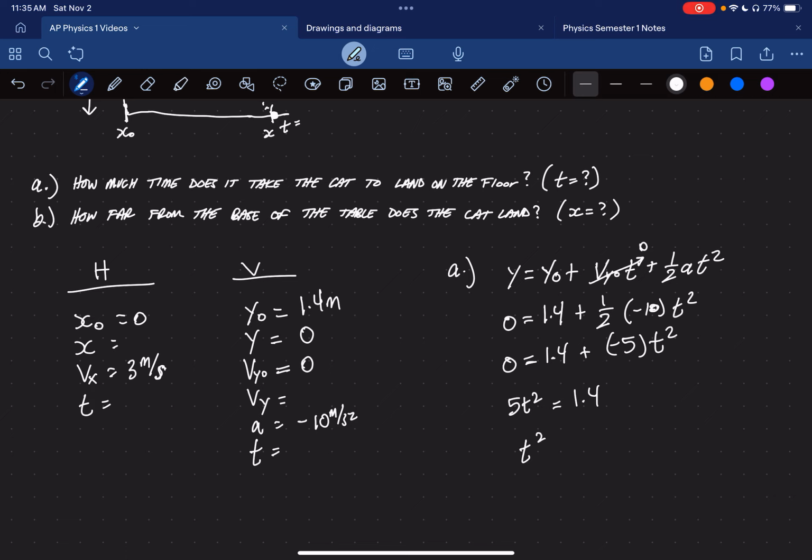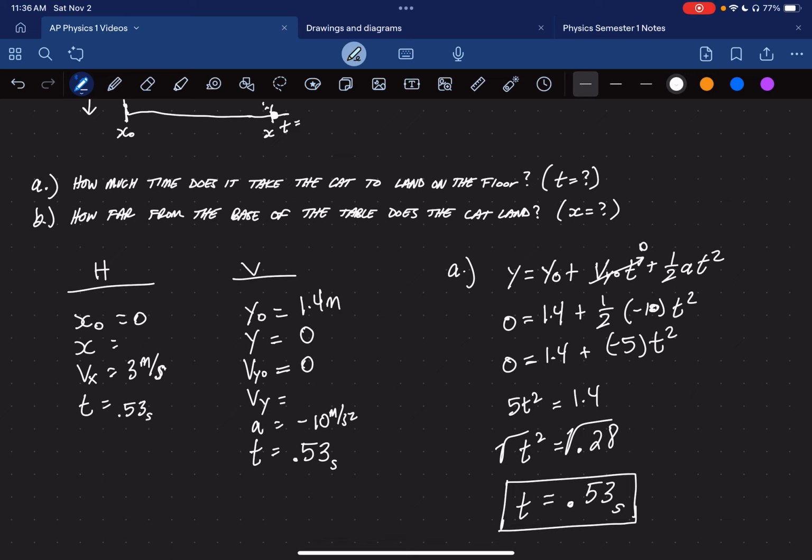We'll divide by 5. So 1.4 over 5 is 0.28. And then we need to take the square root. 0.53 seconds. So we can put it over here. Just remember that we do grade it with the work over here. We don't grade it from the list, the answer, that is. Cool.